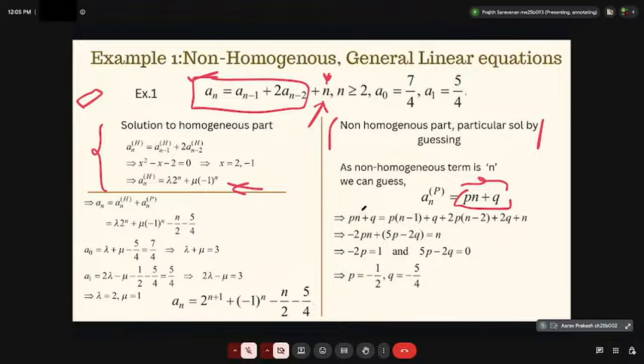If you put that in, the LHS will be Pn plus q for an, which is simply Pn plus q. An minus 1 is P into n minus 1 plus q. An minus 2 will be P into n minus 2 plus q, but there is a multiplication by 2. And there is also the nth term here. So you will simplify this, and once you simplify this, you will get this.